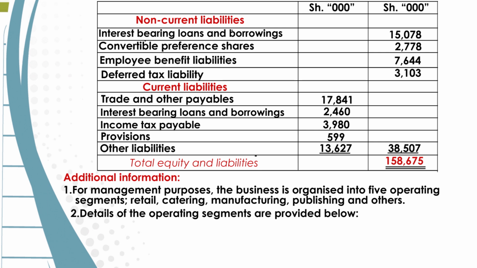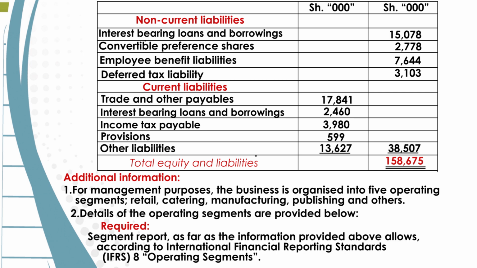And then finally, we have the inter-segment profit, which amounted to 4,223,000. So what was required in that question? We are required to prepare a segment report as far as the information provided above allows, in accordance with IFRS 8, which governs the operating segments. So let's prepare that particular segment report.